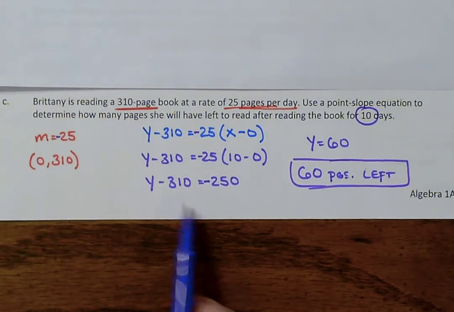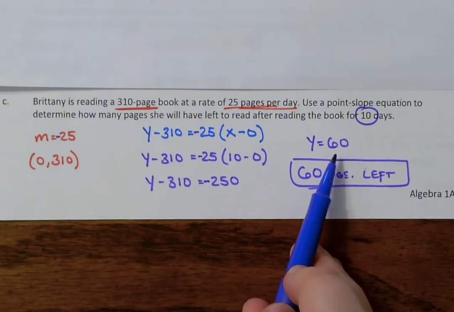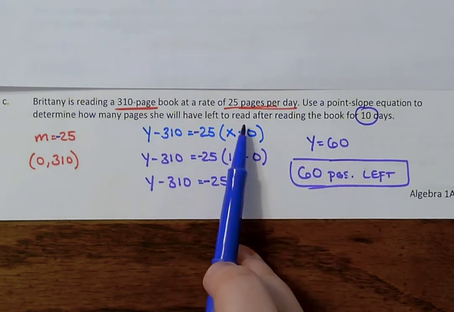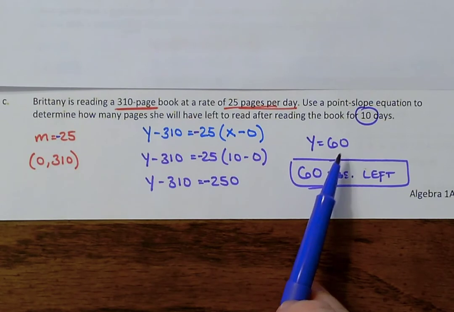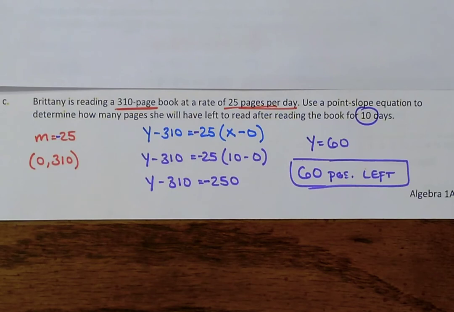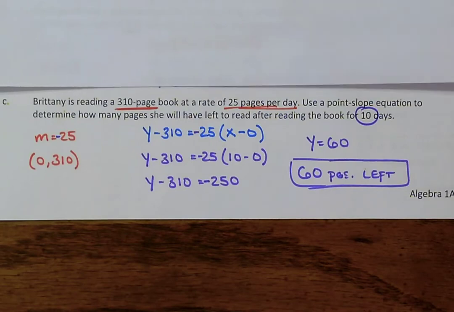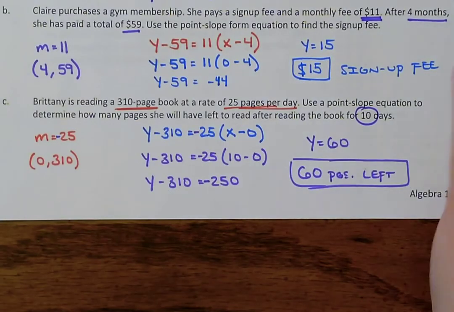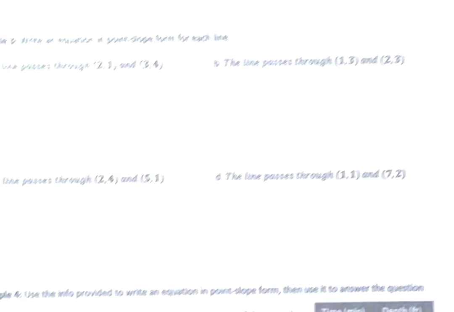So after we added the 310, we got y to equal 60, and it wanted to know how many pages are left. Well, since we got 60, that means there are 60 pages left to read after 10 days of reading. All right, so that is how we do example 2, using point slope to go through and write an equation based off a situation, and then to go through and solve.